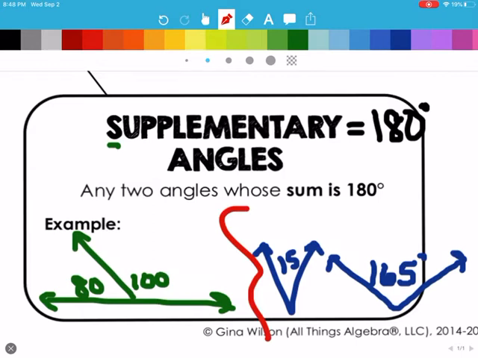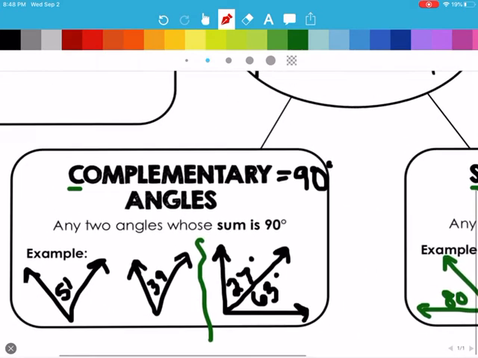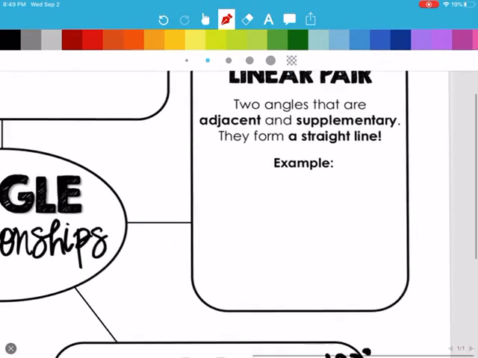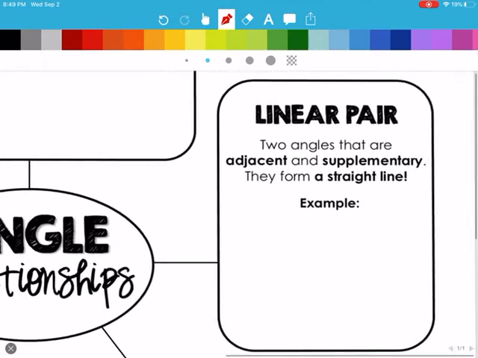Both work, but you need to know when you hear that word supplementary, you've got to immediately think the number 180. When you hear that word complementary, you've got to immediately hear that number 90 in your head. Okay, pause if you need to, but if not, we're going to move on to a linear pair.